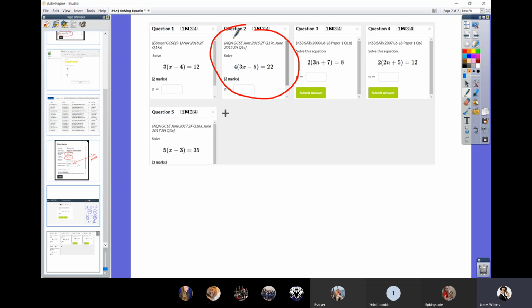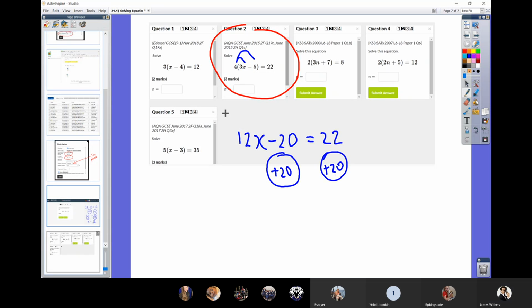Okay, so question number 2. So you start off by doing the claw. So 4 times 3x is 12x. 4 times minus 5 is minus 20. Remember, a plus times a minus is a minus. So 12x minus 20 equals 22. So that's step 1. Now, you've got all your x's on the left, so you need to get all your normal numbers on the right. So the minus 20 has to be undone. You undo a minus 20 by adding 20 to both sides.